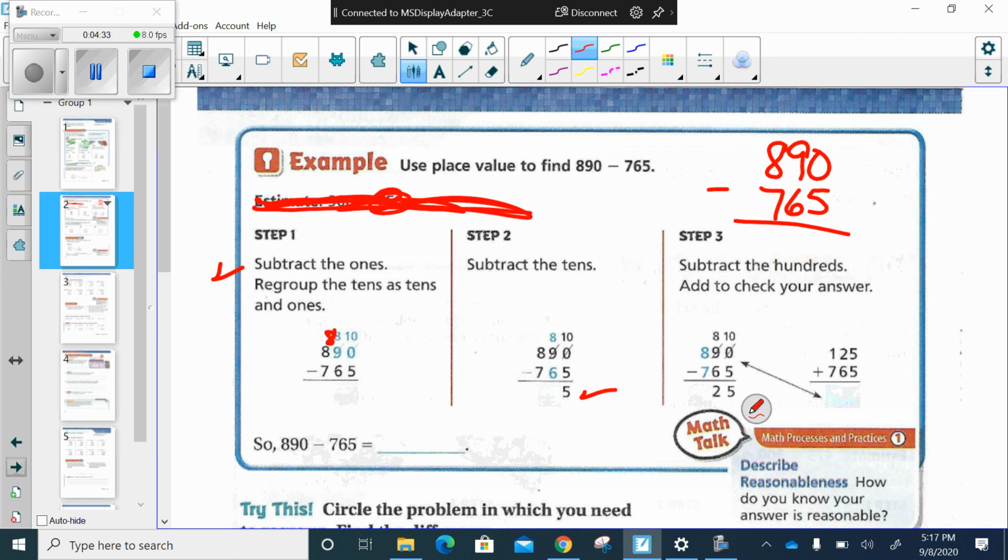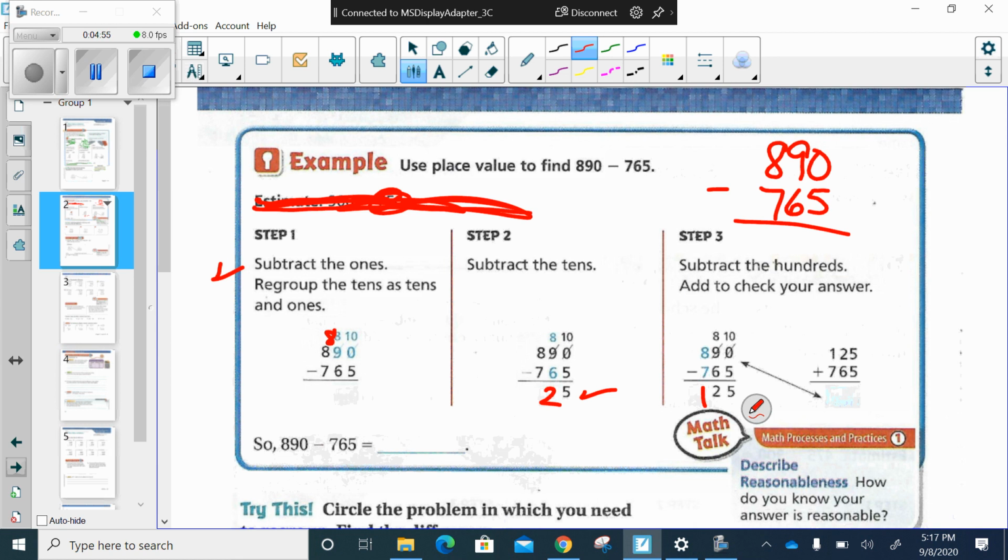We've subtracted the ones. Now we're going to the tens. 8 minus 6. We can do that. It is 2. Now we're over here. We're going to just do 8 minus 7, which is 1.